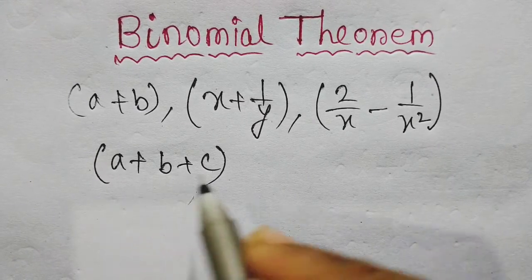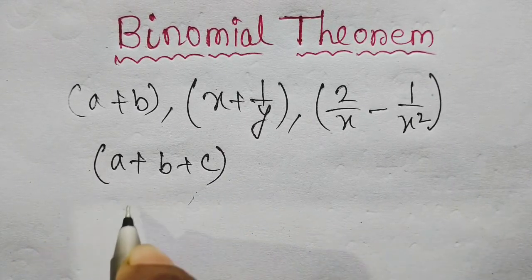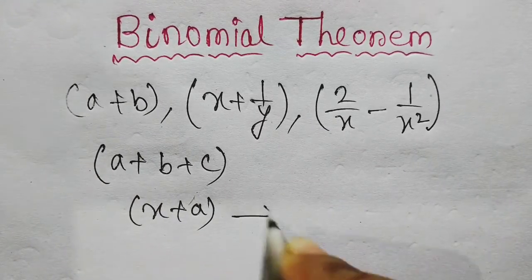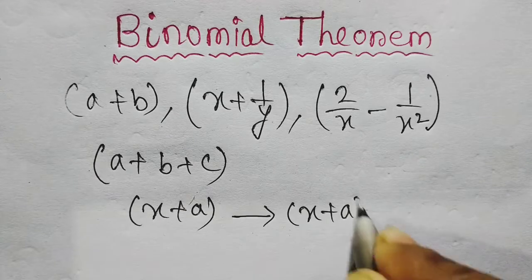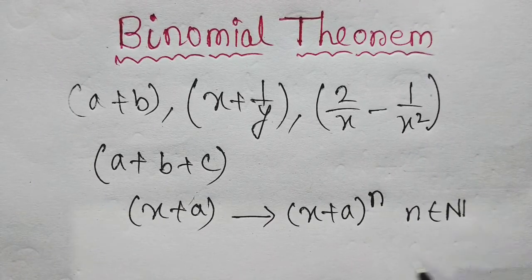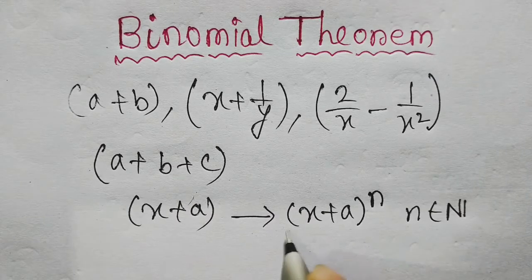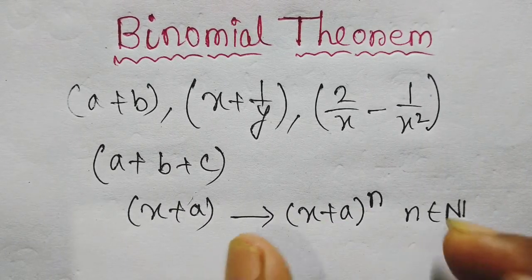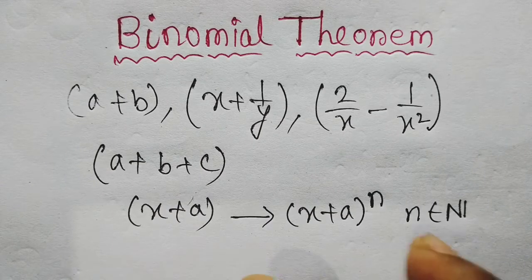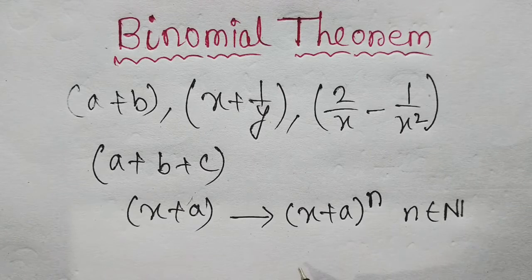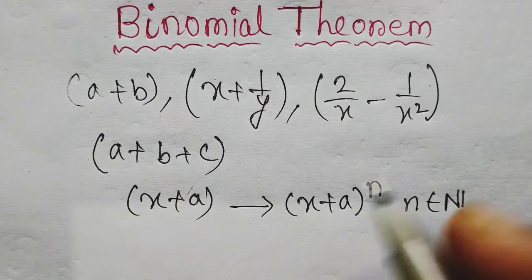The general form of a binomial expression is x plus a, and the expression is x plus a whole to the power n, where n belongs to natural numbers. This is the binomial expression and this is called the binomial theorem. This theorem was first given by Sir Isaac Newton, and it gives a formula.